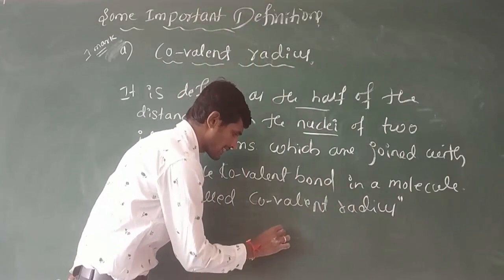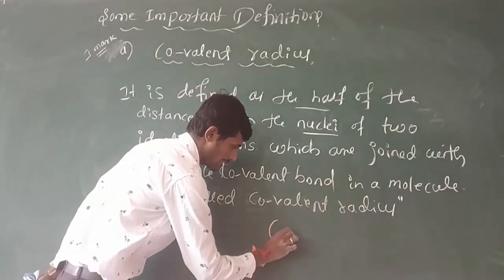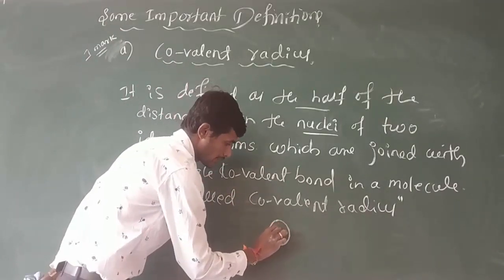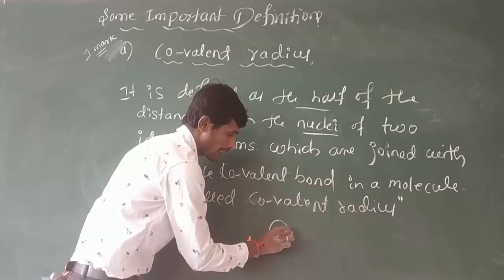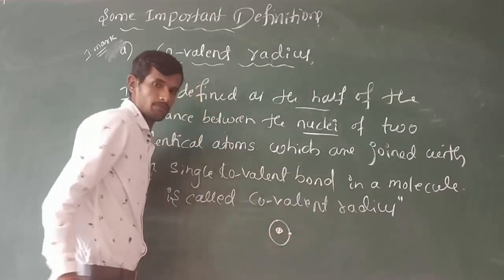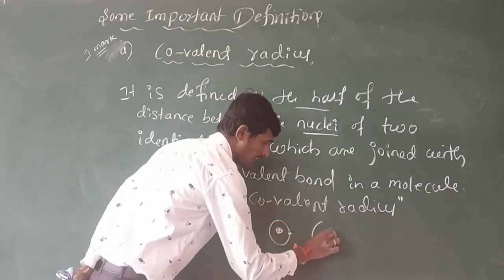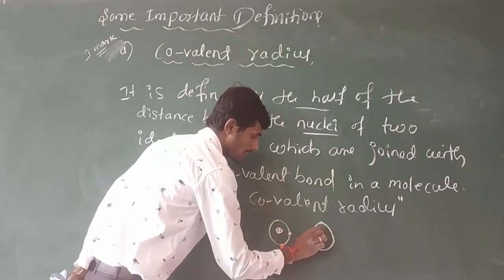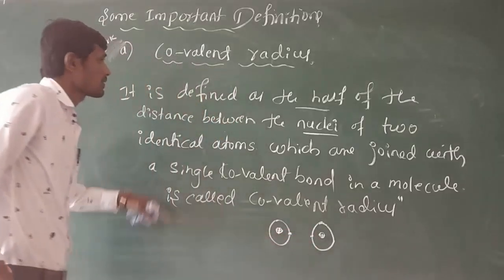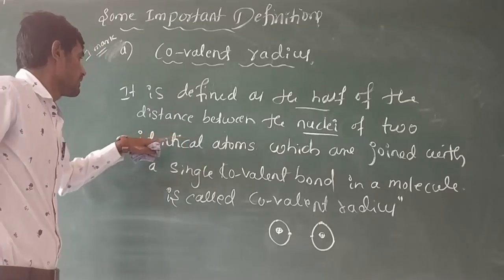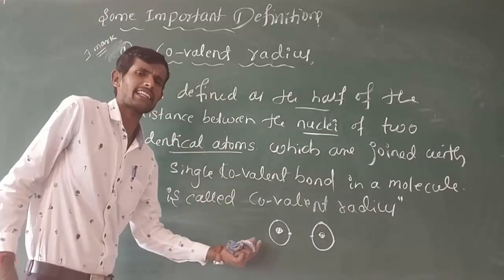Friends, here I take one hydrogen. Yes, hydrogen atom. There is a nucleus with a positive charge, and hydrogen contains one valence electron. Here I take another hydrogen atom with one electron, because in the definition I already wrote two identical atoms. I take two identical, that is, same.